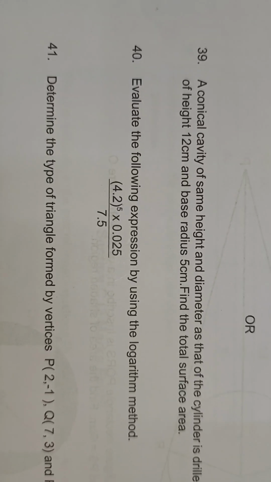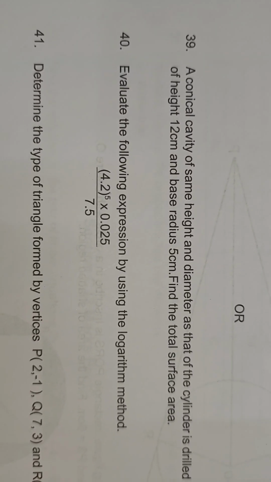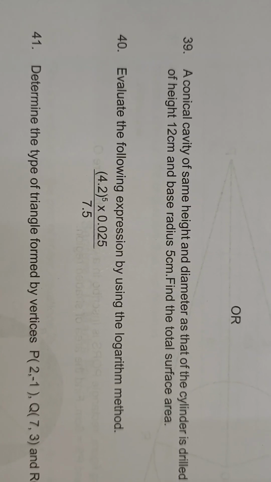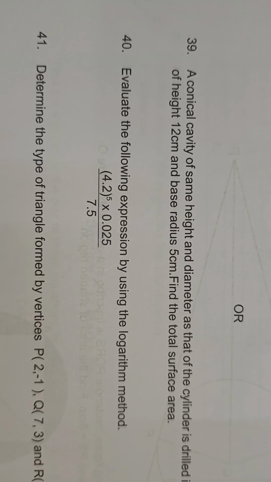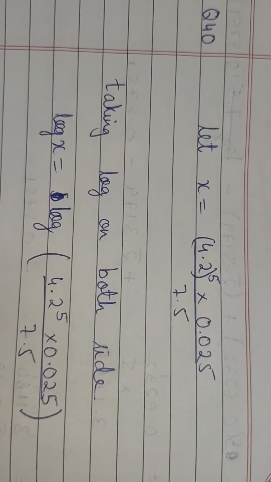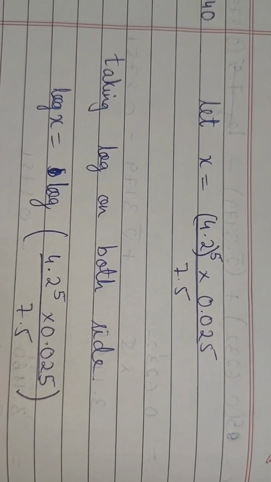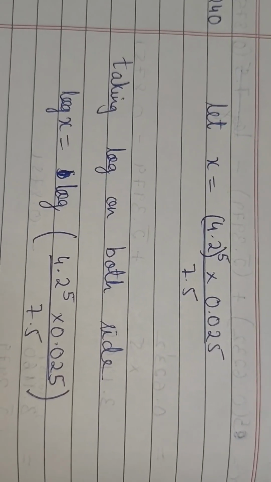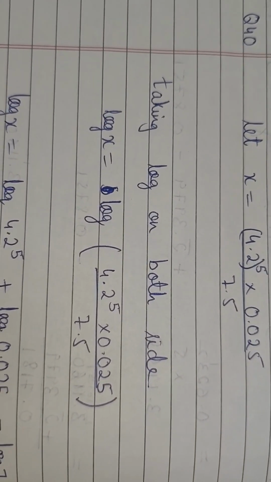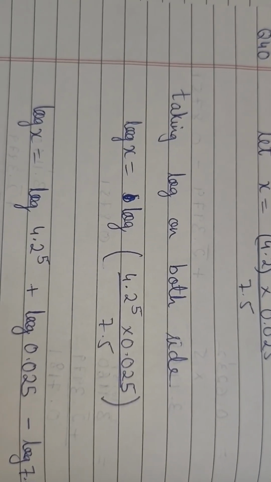Evaluate the following expression using a logarithm method. 4.2 raised to 5 multiplied by 0.025 upon 7.5. So let x be equal to 4.2 raised to 5 multiplied by 0.025 upon 7.5. Taking log on both sides, log x is equal to log of the whole thing.